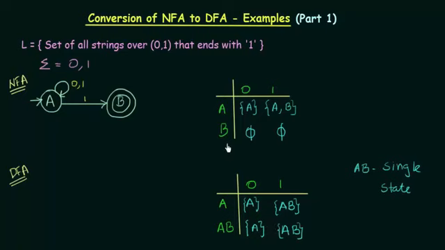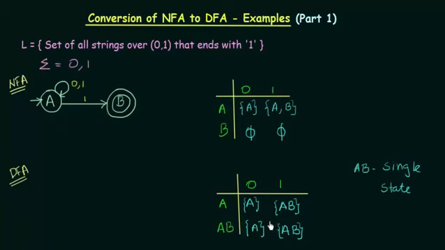Now, do I have to write for state B? If I look here, there is no way I can reach state B. The only way I can reach it is through AB. So you don't need to write for this state B. This transition table for this DFA is complete.